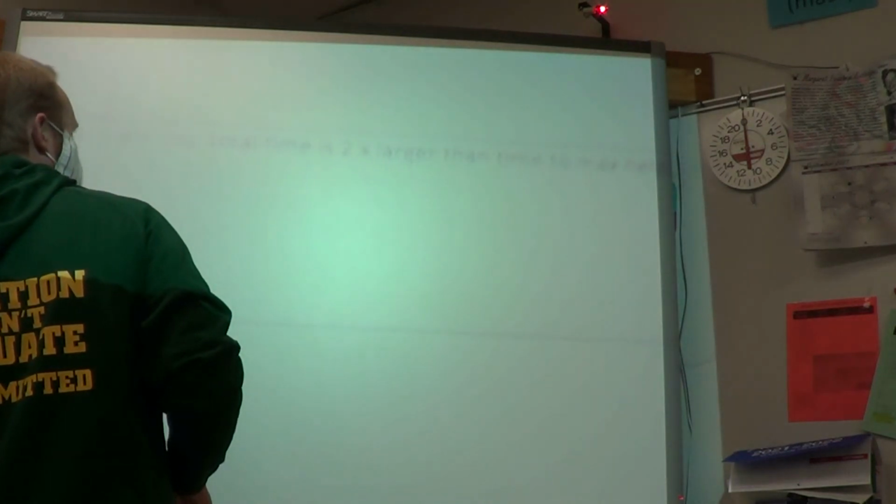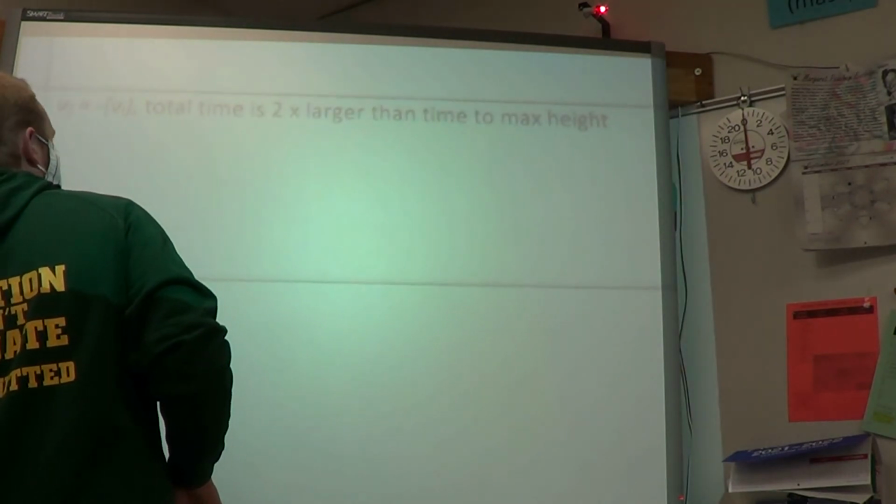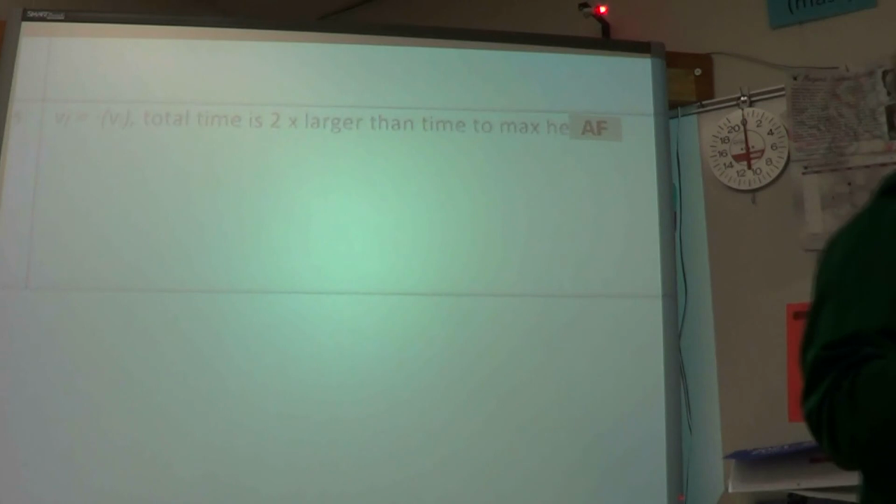Because sometimes we know the time it took to get to maximum height, or we've already calculated the time to get to max height. And if we know the time to get to max height or to come back down from max height, and it asks, what's the total time? We can simply double that.